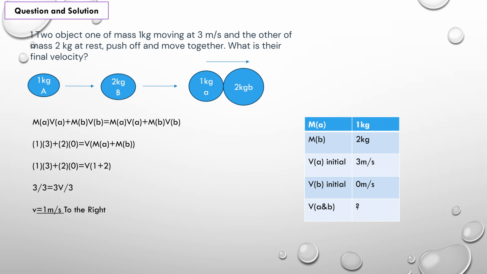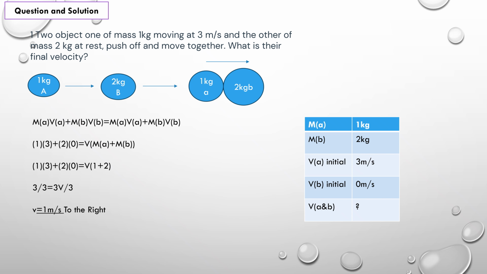Then they are sharing velocity. So we're going to take velocity outside the bracket and put it next to the bracket. Then we're going to say times mass of object A plus mass of object B. So we're going to have 1 times 3 plus 2 times 0. 1 times 3 is equal to 3. 2 times 0 is equal to 0.